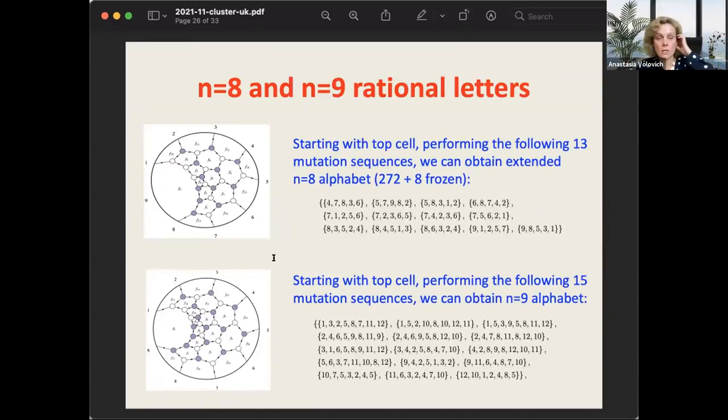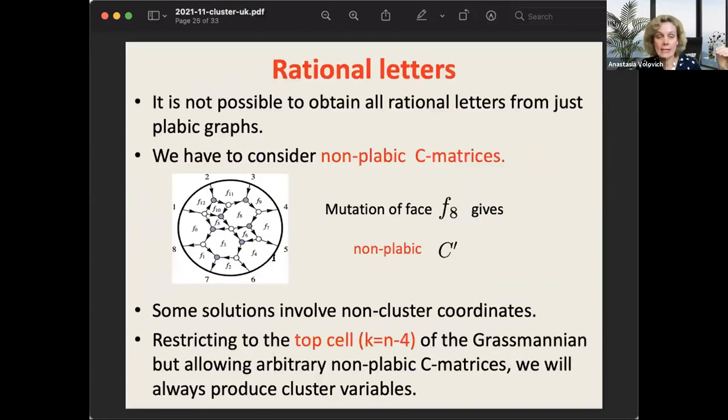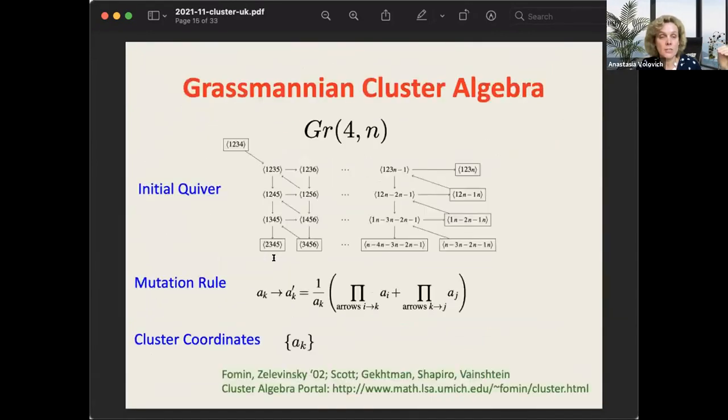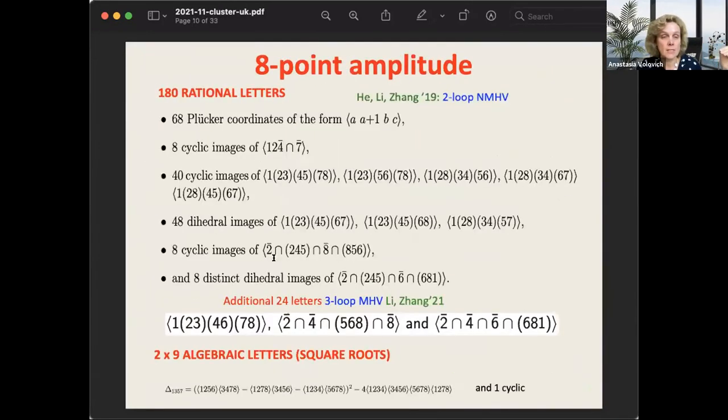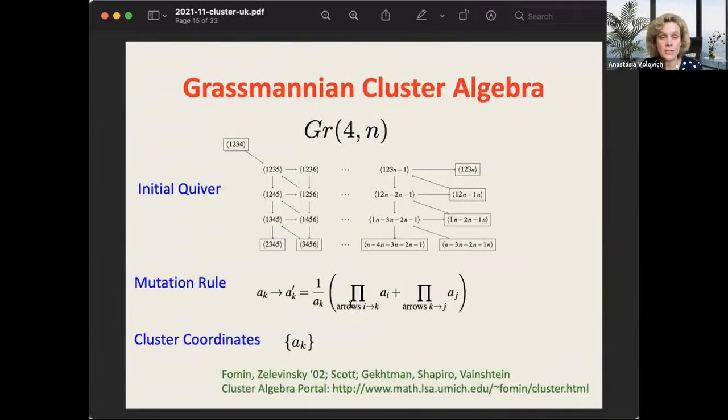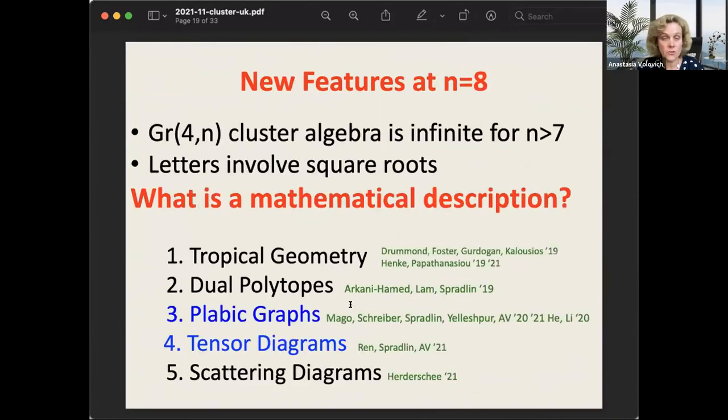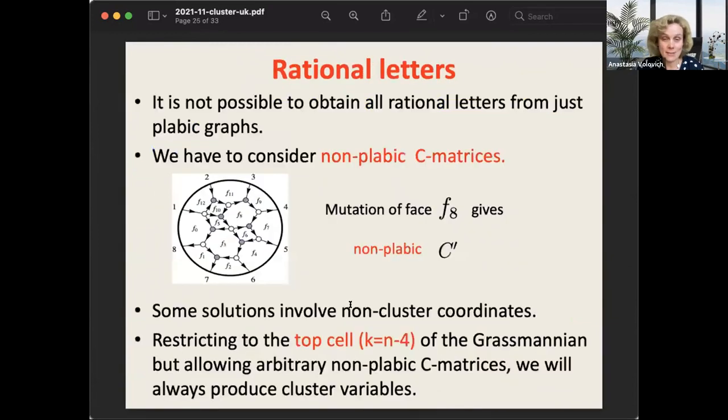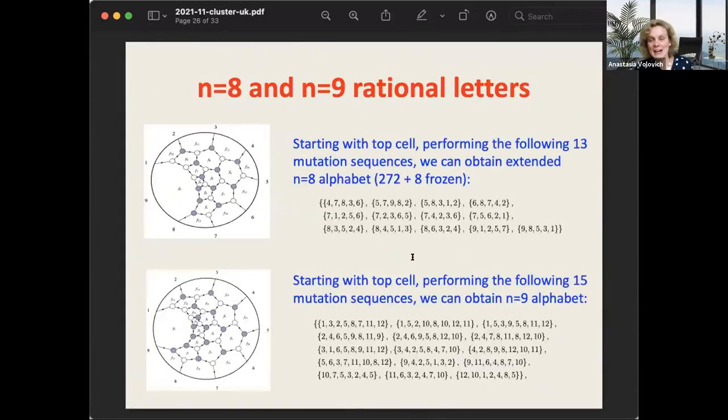So you've asked about more and more letters. This gives 280. Now, if I look here, I had 180. So there are extra letters, and the extra letters contain this 24. The conjecture that everybody thinks is true at the moment, unless a counterexample is given, is that the n equals 8 alphabet letters are all given by this 280.